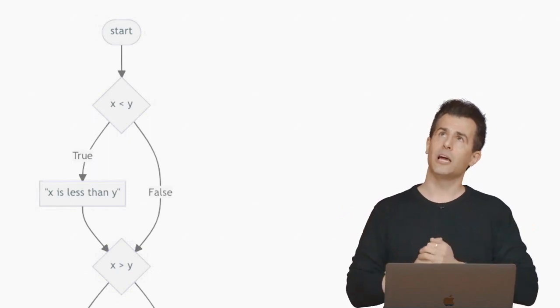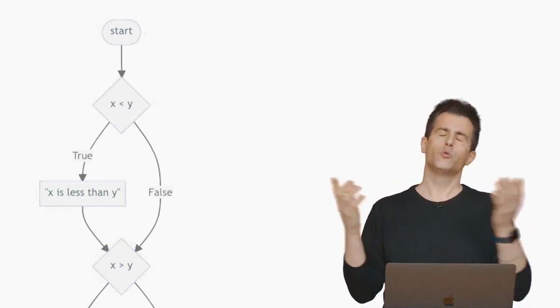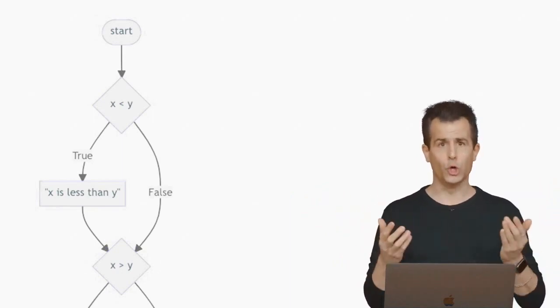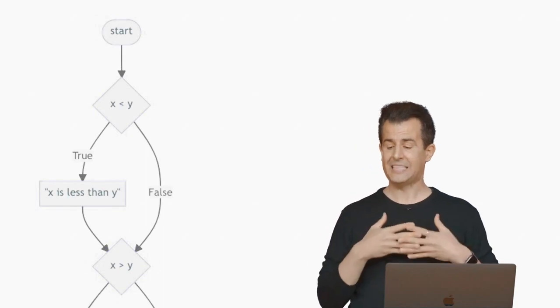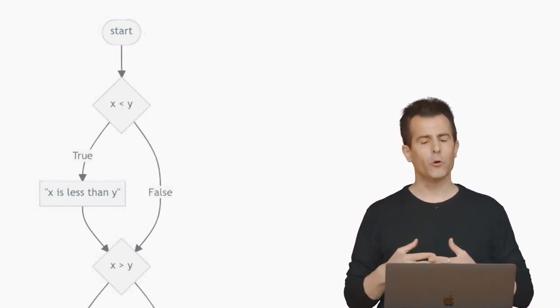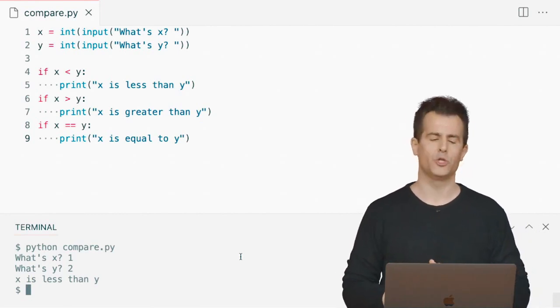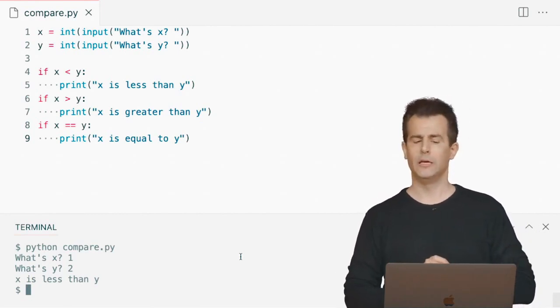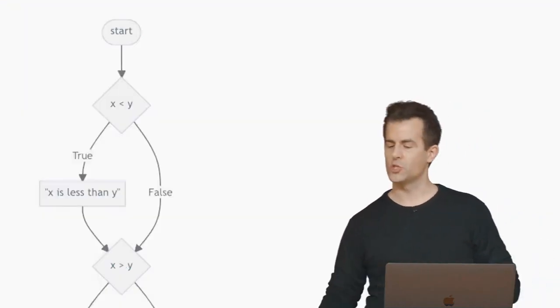Well, the inputs I typed were 1 and 2, respectively, for x and y. So, of course, 1 is less than 2. So that's why my program printed out, quote unquote, x is less than y. But recall the code. The code then proceeded to ask two more questions. Is x greater than y? Is x equal to y? Well, the flowchart depicts those questions too.